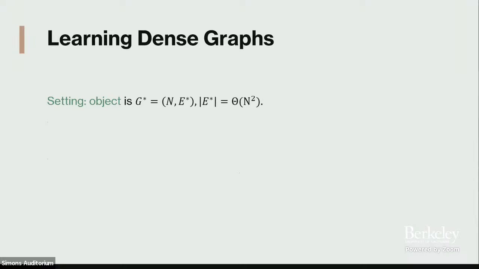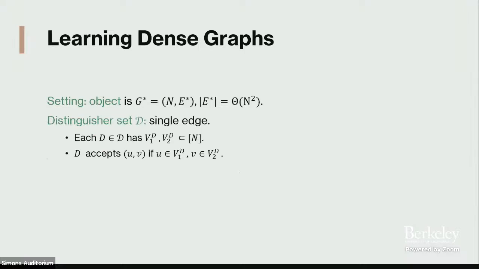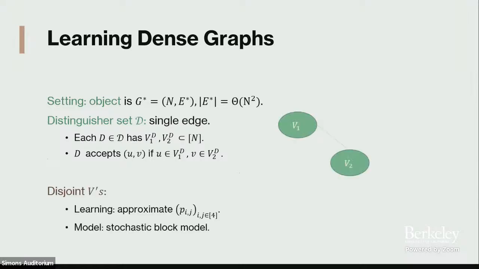It has all of n squared edges. We have distinguishers, they only receive a single edge. So this would be a single random edge. Each one has two sets of vertices, and it accepts if U is in V1 and V is in V2. So this is the standard setting of the weak regularity lemma that was actually mentioned here quite a lot before.